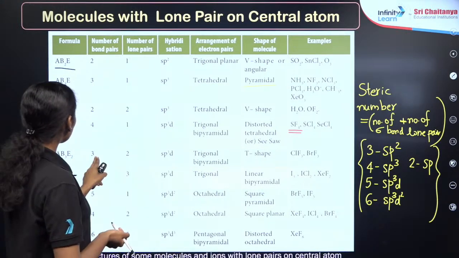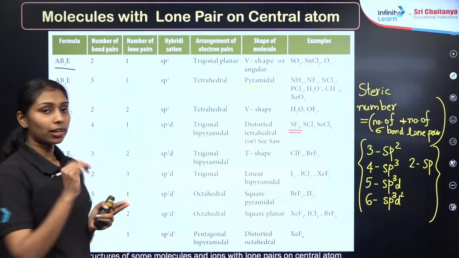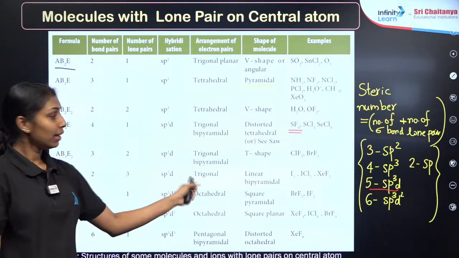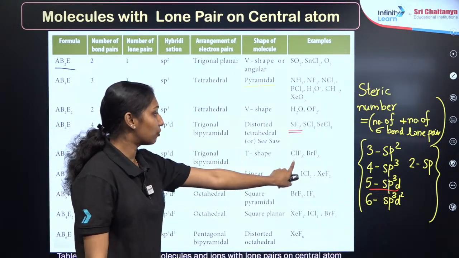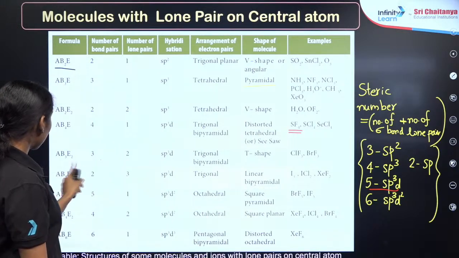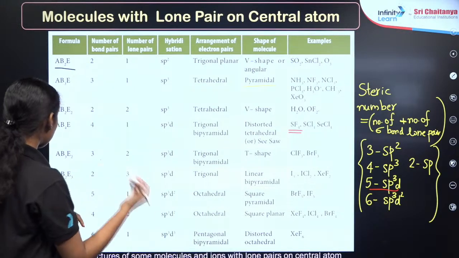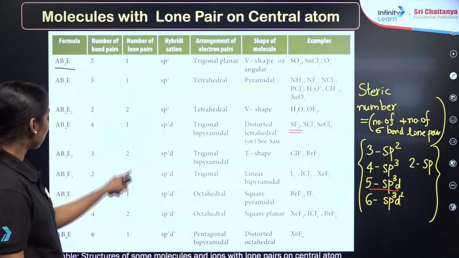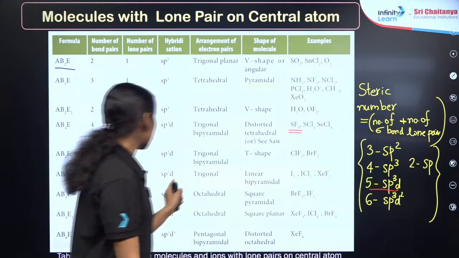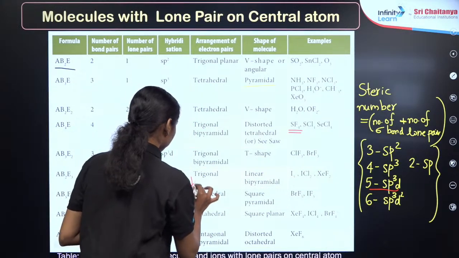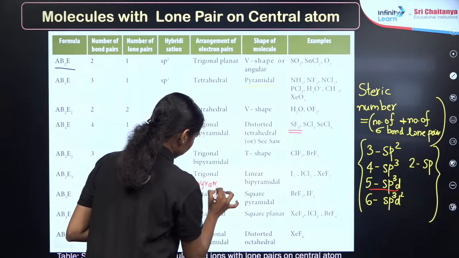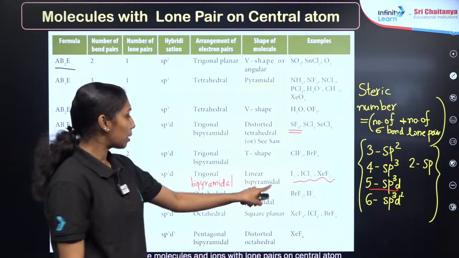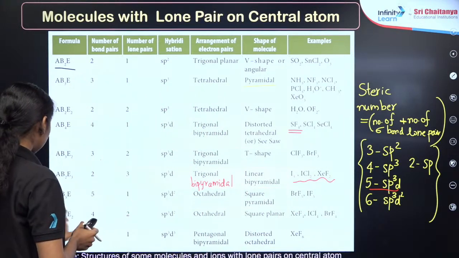Next one, AB3E2. 3 bond pairs plus 2 lone pairs, total 3 plus 2, 5. 5 means sp3d hybridization, trigonal bipyramidal again, but the actual shape was T shape. Examples are ClF3 and BrF3. Then the next one, AB2E3 type. This is a special case, you can just memorize these things. AB2E3 means 2 bond pairs plus 3 lone pairs. 2 plus 3, 5, sp3d hybridization, trigonal bipyramidal. But for this special case, the shape is linear. Just memorize it.